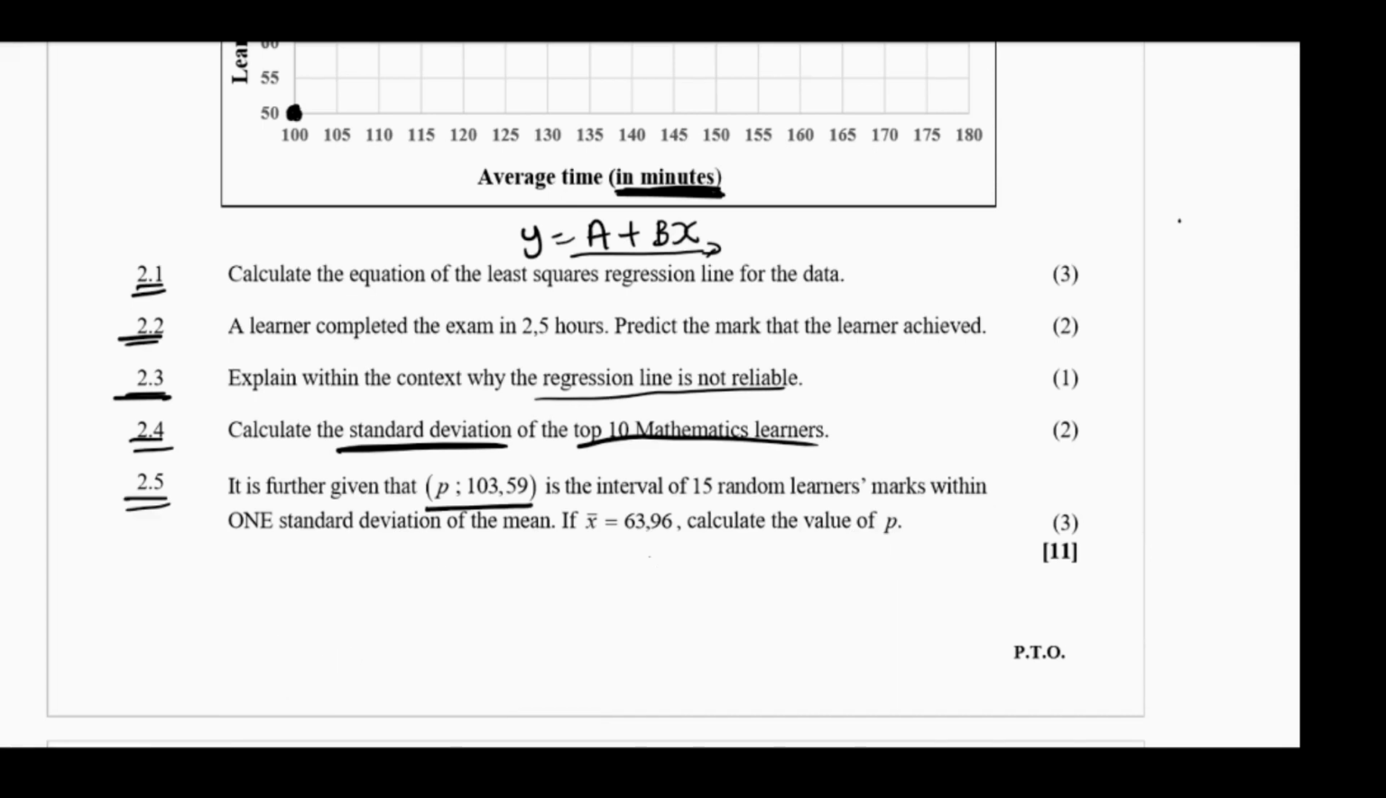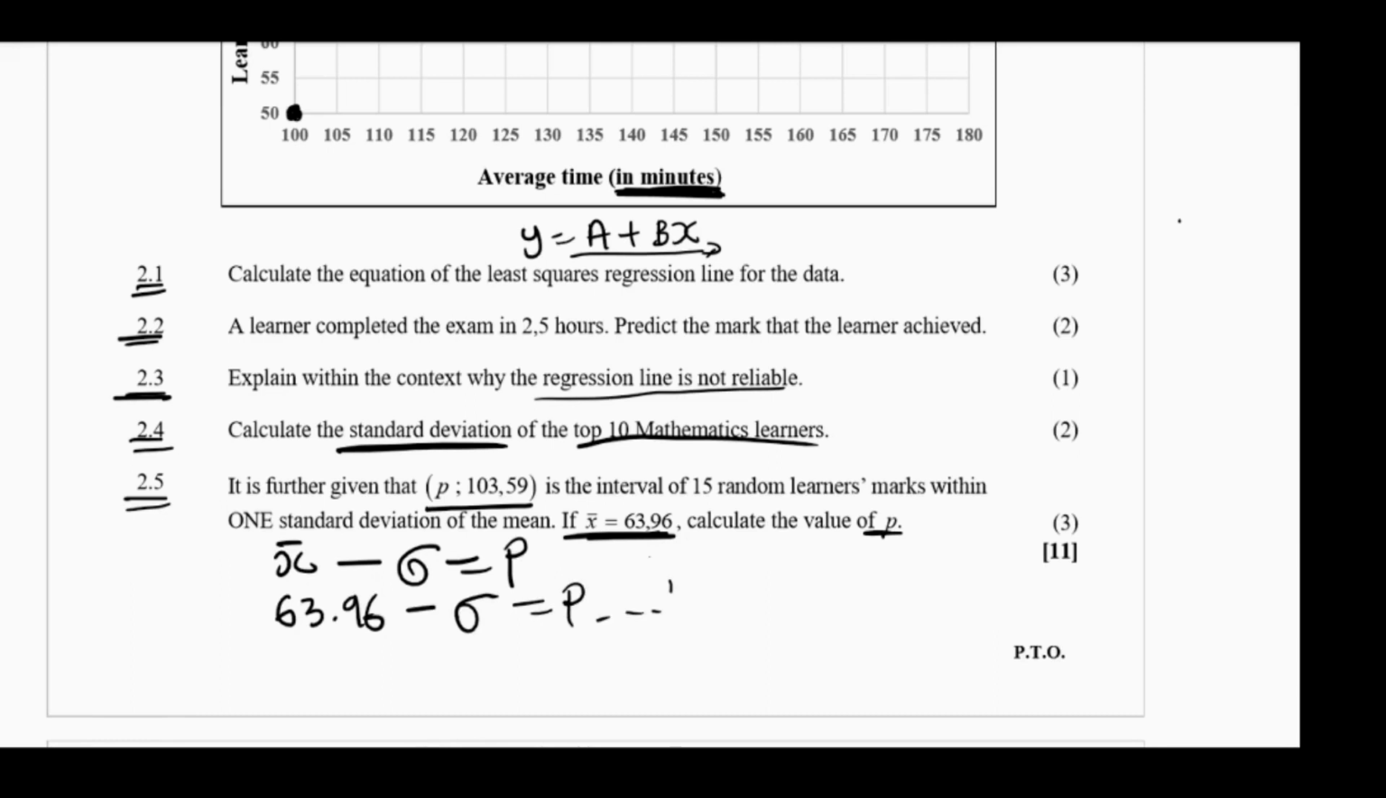Constant deviation of the mean. So if the mean is equal to this number, calculate the value of p. So how to solve this problem? So to be able to solve this problem, we have the mean, right? And if you subtract the standard deviation from the mean, you're going to get your value of p, right? The mean we are given is 63.96 minus the standard deviation that we don't know is equal to p.